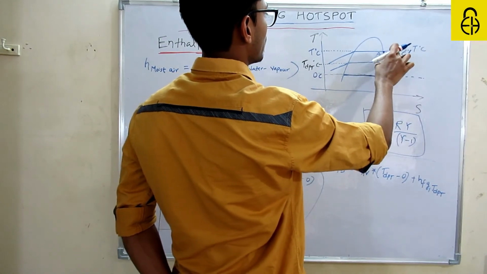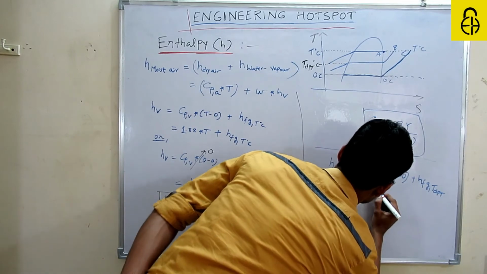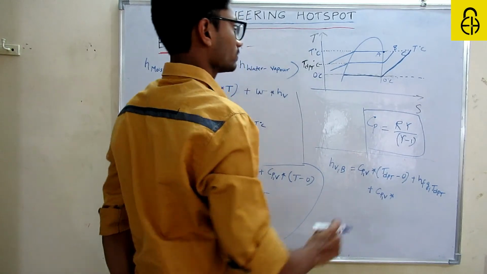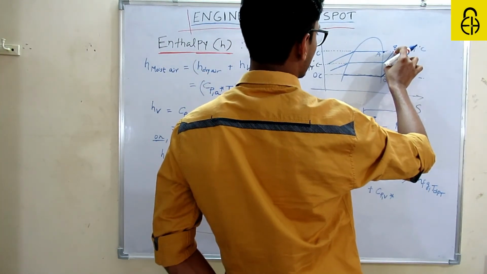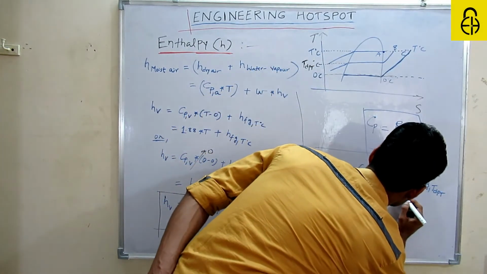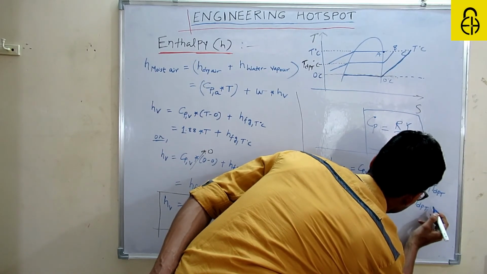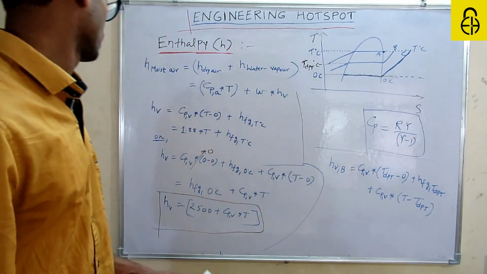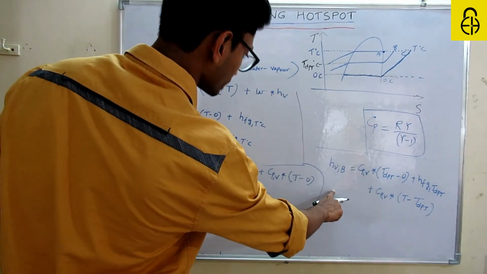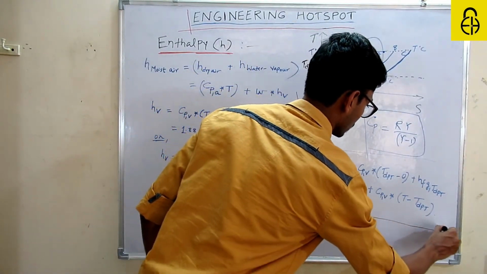We have covered the latent part. Now cover the sensible part. So plus Cp of vapor into this temperature. This temperature will be T minus T dPt. So T minus T dPt. So this is also one of the ways of writing enthalpy of vapor. Okay, I am closing this all in bracket.